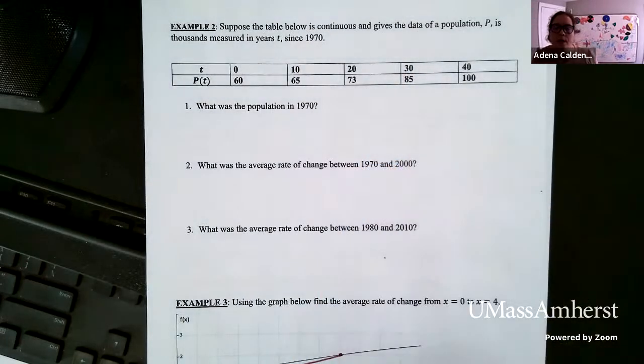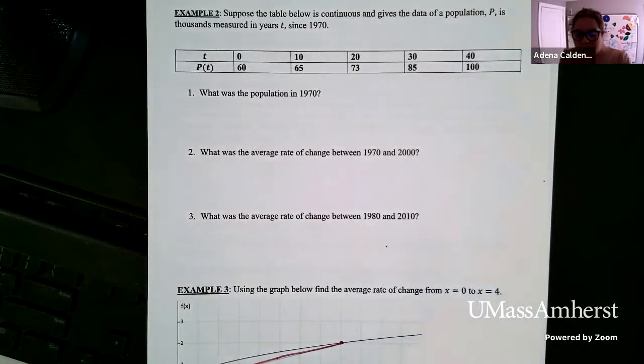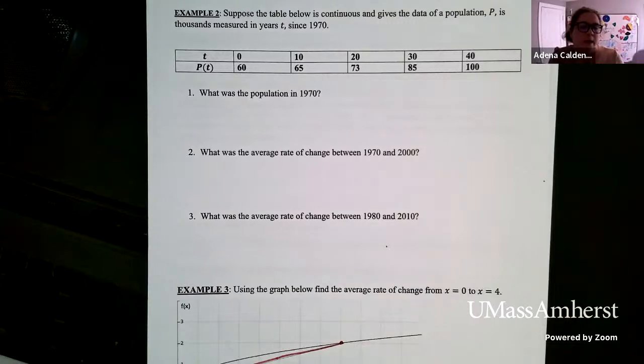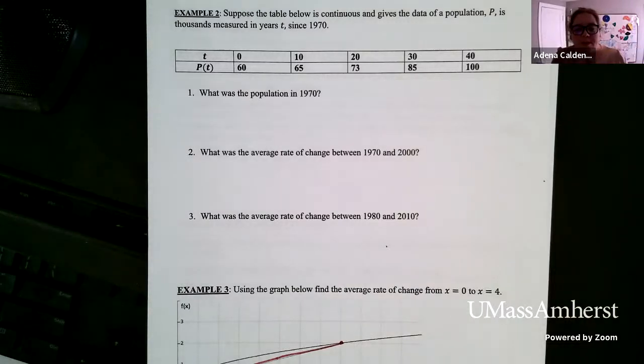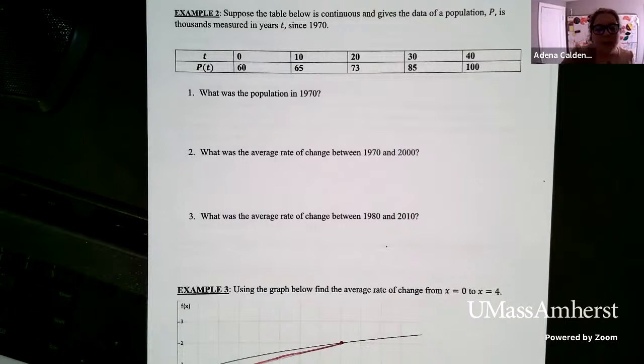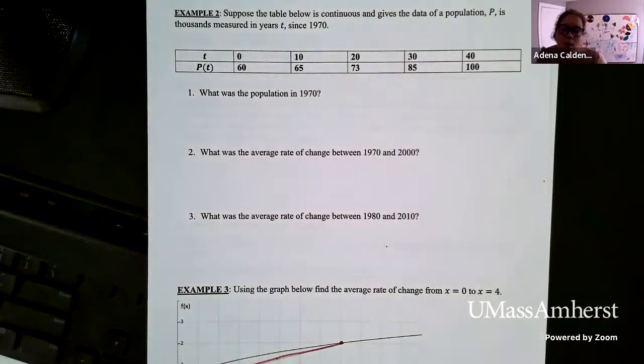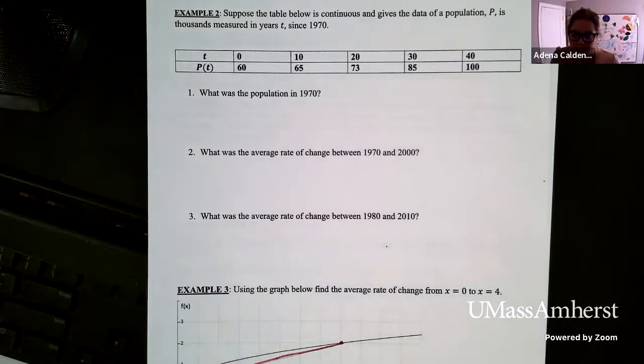Okay, so there are 3 questions that we're trying to answer. The first one is a thinking type question, and the second 2 are directly about average rates of change. So part 1 is, what is the population in 1970? Think about how we take the information from the table to answer that question. And for 2 and 3, we're looking for average rates of change. For 2, we're looking between 1970 and 2000.